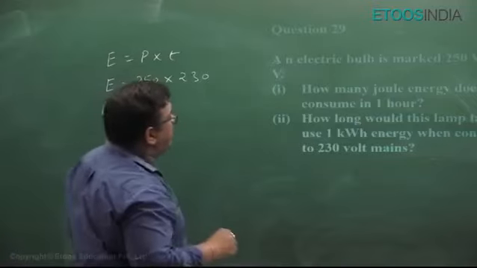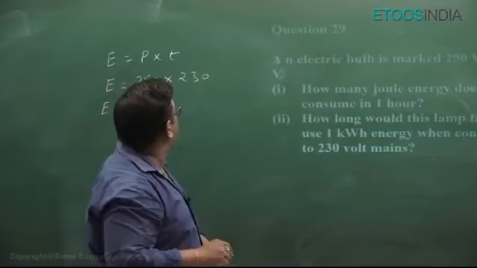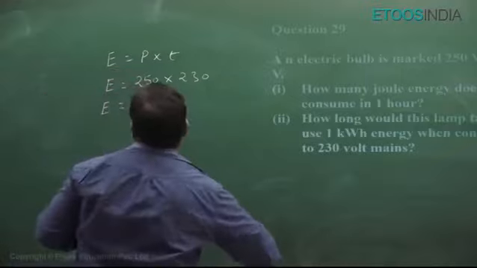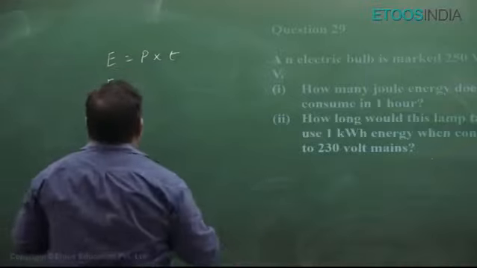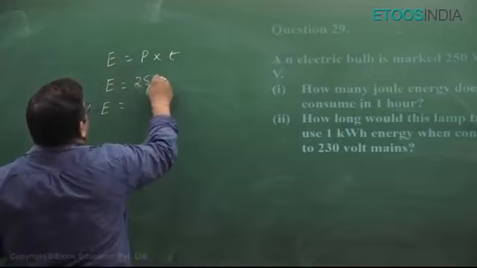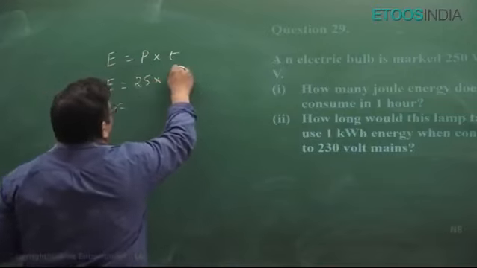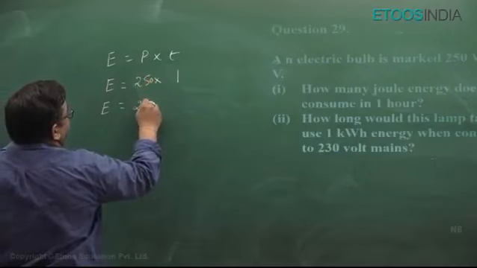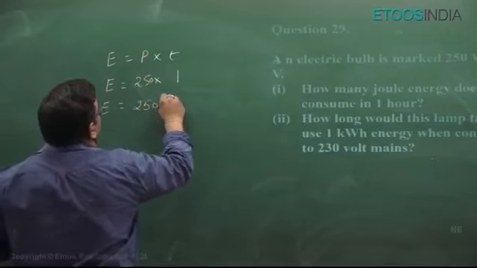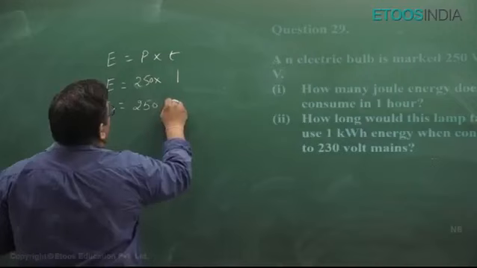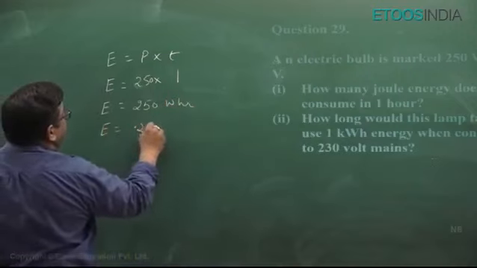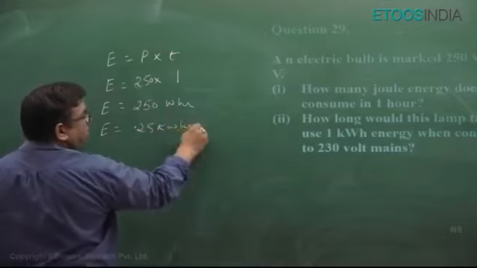Okay, and it has asked in 1 hour. So energy is power into time. Sorry, it's not power into power, it's power into time. So it is 250 into 1 hour, that is equal to 250 watt hour, or energy is equal to 0.25 kilowatt hour.